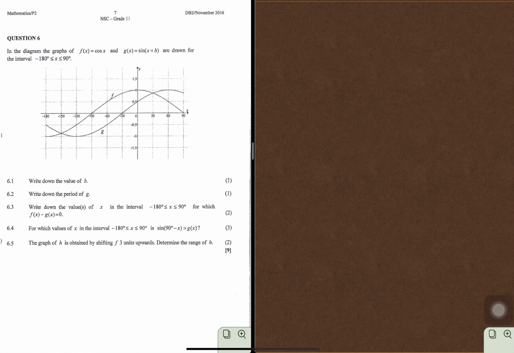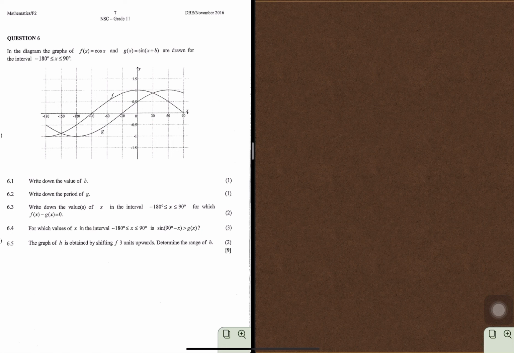Today I have a question on trigonometry, and that is trig graphs from November 2016. Speaking from the vantage point, this question seems not to have too many tricks, so I guess it was too easy. Let's see how. We have question 6 right here.